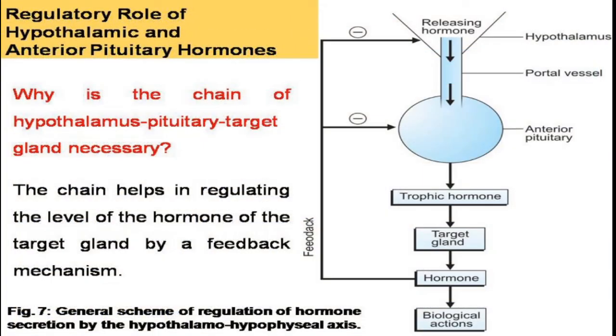Next is the regulatory role of hypothalamic and anterior pituitary hormones. So the question arises: why is the chain of hypothalamus, pituitary and target gland necessary? The chain helps in regulating the level of hormone of the target gland by a feedback mechanism. An increase in the level of the target hormone inhibits the secretion of the corresponding pituitary or hypothalamic hormone, or both.